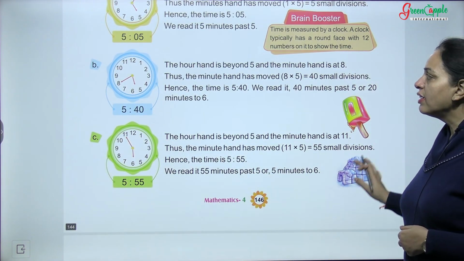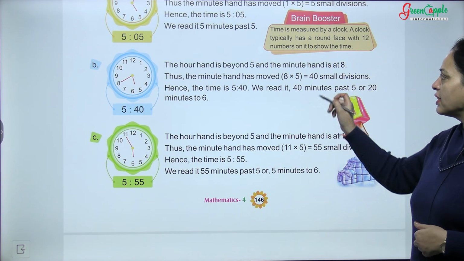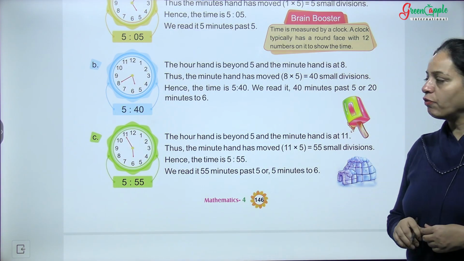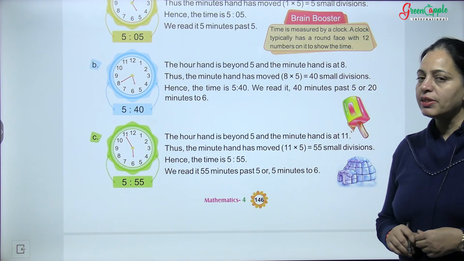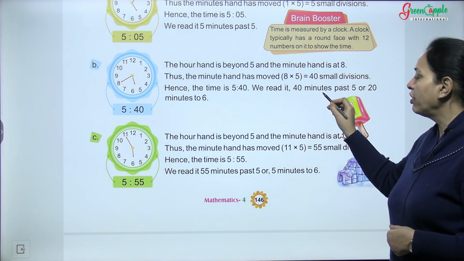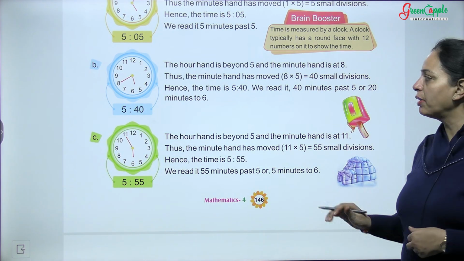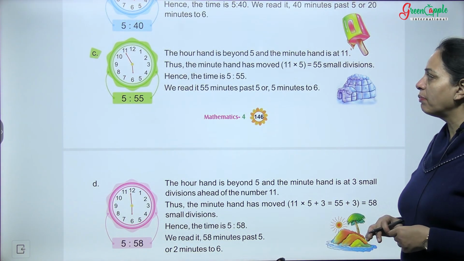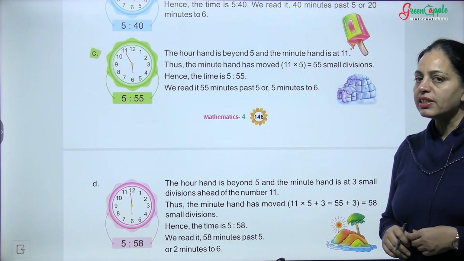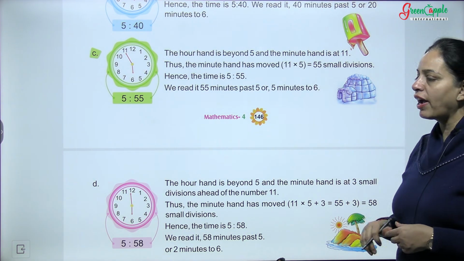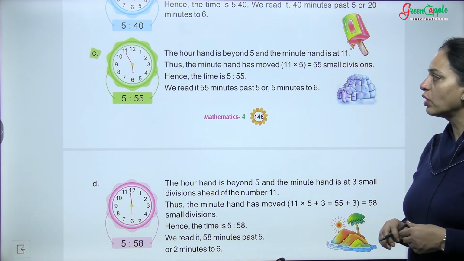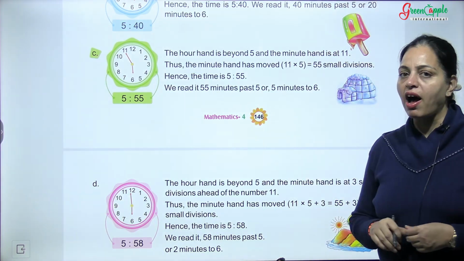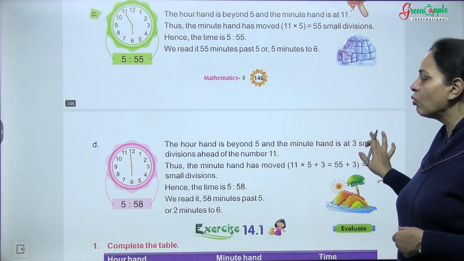Now B part here, the hour hand is beyond 5 and the minute hand is at 8. So the minute hand has moved 8 multiply 5, 40 small divisions. The time is 5:40. So how can we read it? 40 minutes past 5 or 20 minutes to 6. Now C part, the hour hand is beyond 5 and the minute hand is at 11. So the minute hand has moved 11 multiply 5, 55 small divisions. So the time is 5:55. So how can we read it? 55 minutes past 5 or 5 minutes to 6.